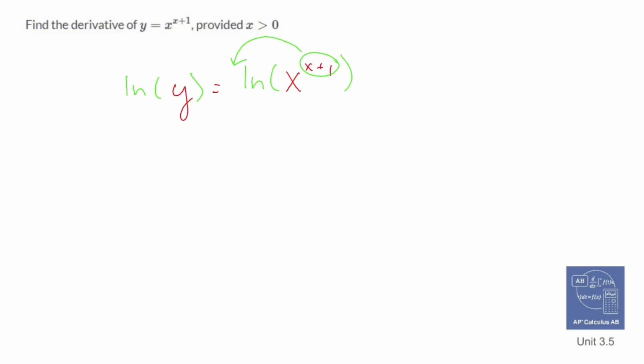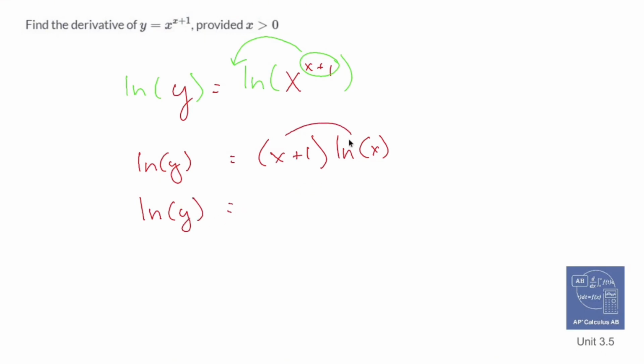So what I have is ln of y equals x plus 1 times ln of x. Okay? And so if I wanted to, I can kind of rip this apart and say ln of y equals, let's distribute, x times ln of x plus ln of x. Now, I haven't even started yet. I have to find the derivative with respect to x of this. I have to find out what y prime is.